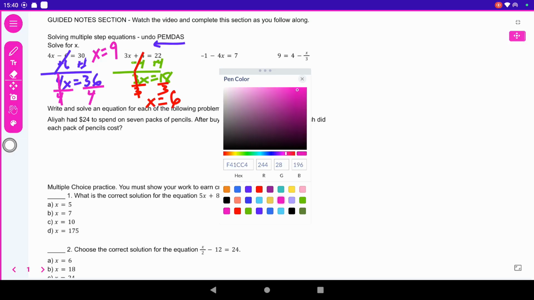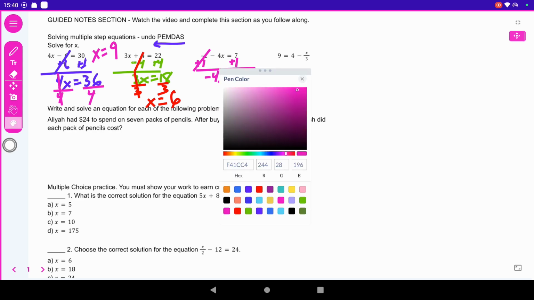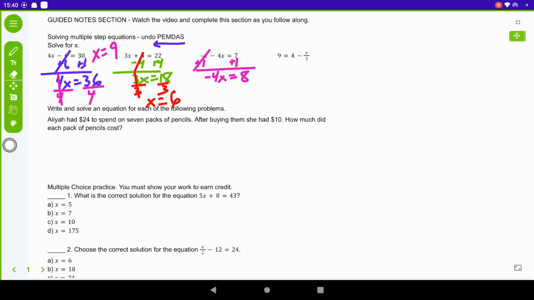On our next example, the x term doesn't always have to be listed first. In this case, when we have negative 1 minus 4x, we're going to undo this negative 1 by adding 1 to both sides. And so then we get negative 4x equals 8. Whenever we have a number without a variable, then it's most likely the term that we're going to undo first. Again, we have negative 4 times x, so we're going to divide by negative 4 to get rid of the number in front of x. 8 divided by negative 4 is negative 2.